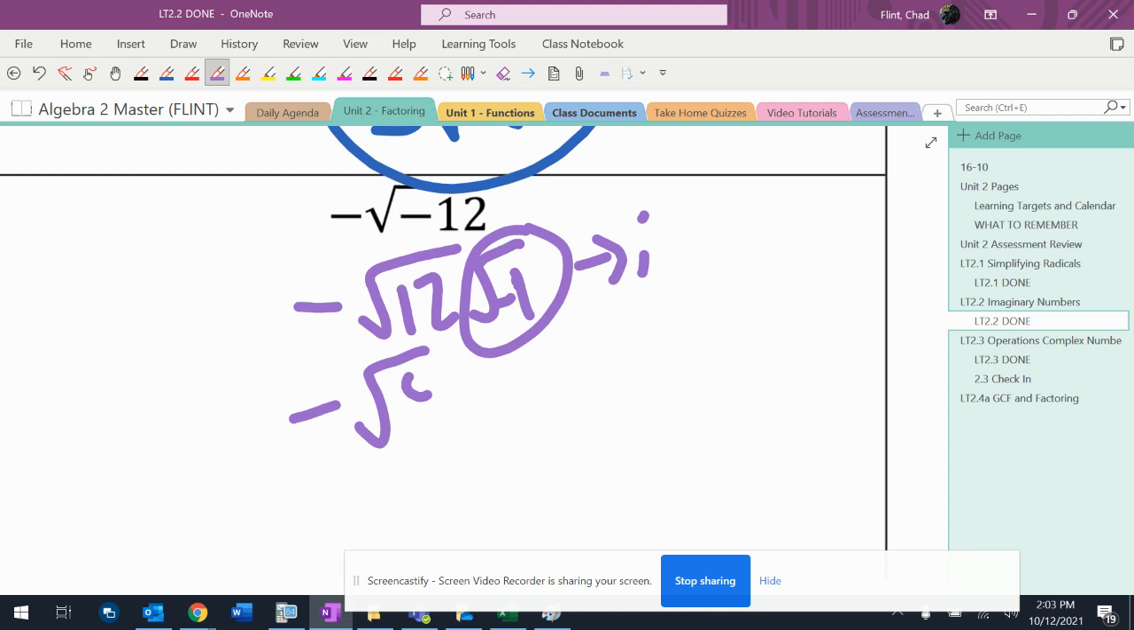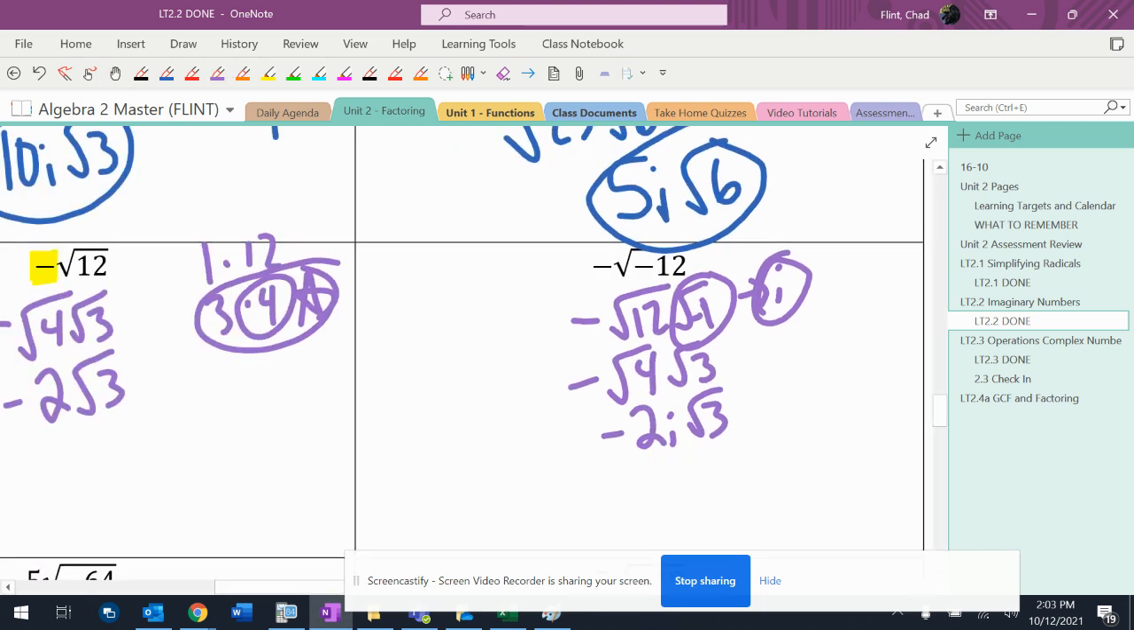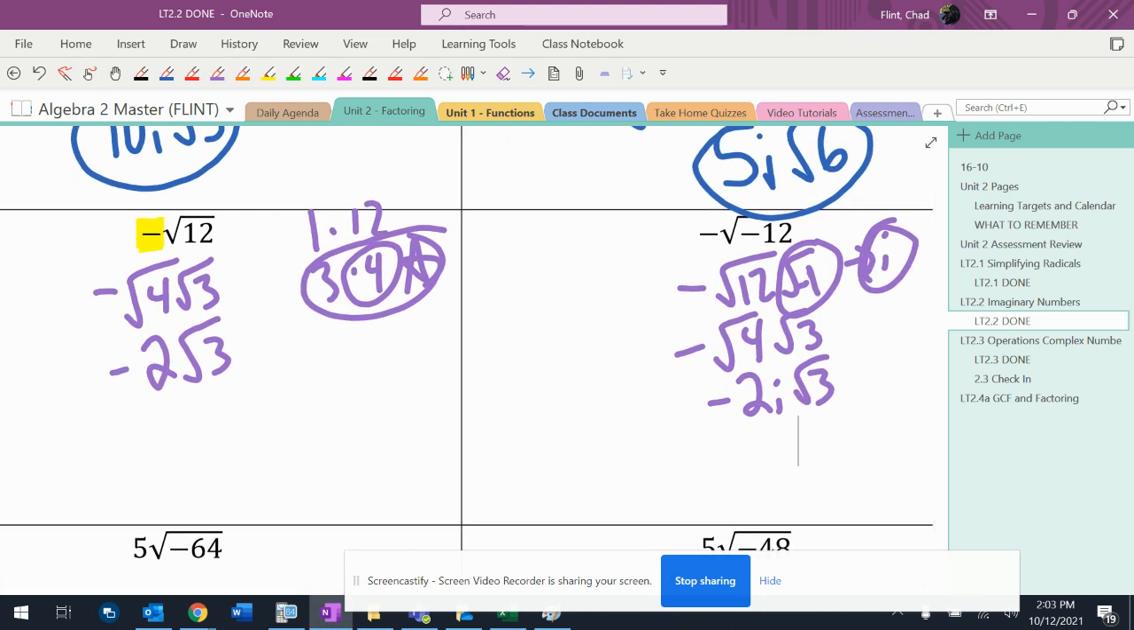So I know that it's radical 4, radical 3, which is negative 2. Don't forget your I. There it is, negative 2I, radical 3. So this is a good example of what changes when the number under the radical changes from positive to negative. The only difference is the I. When you have a negative under a radical, you get an I in your final answer. That's really the only difference between negative and positive radical.